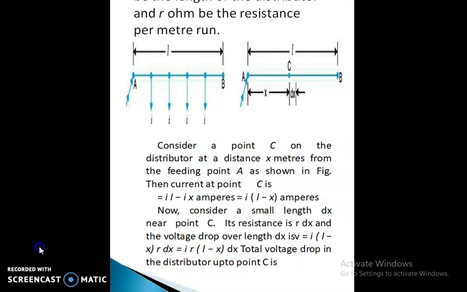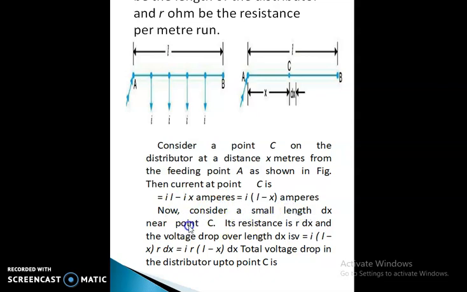This one is the distributor which is fed at one end, this end. Length is supposed to be l. The load points are represented here. Now consider a point C on the distributor at a distance x meter from the feeding point A, as shown in the figure. Then the current at point C is equal to i into l minus i into x ampere, that is equal to i times (l minus x) ampere.